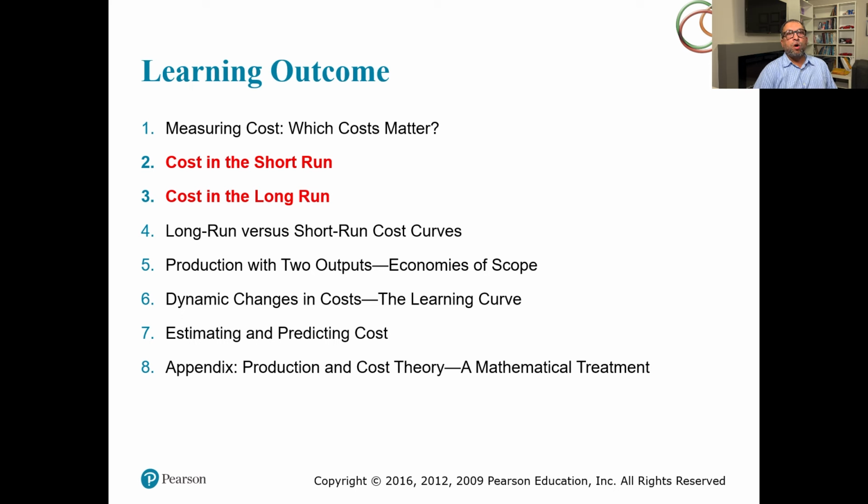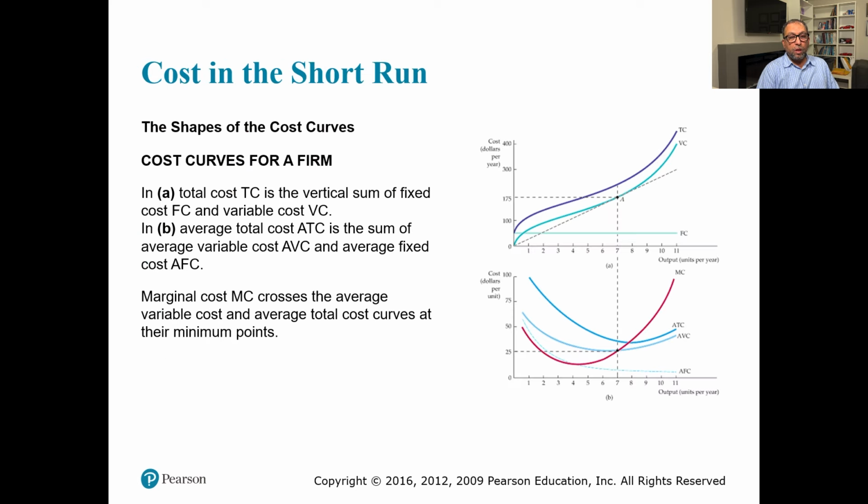But in the long run, all factors of production are variable. So it means that cost is going to be variable over the long period. All the costs are variable in the long period of time. So that's the main idea. In this part, we're going to discuss cost in the short run and cost in the long run. So, the shape of the cost curves, from your principles of micro.